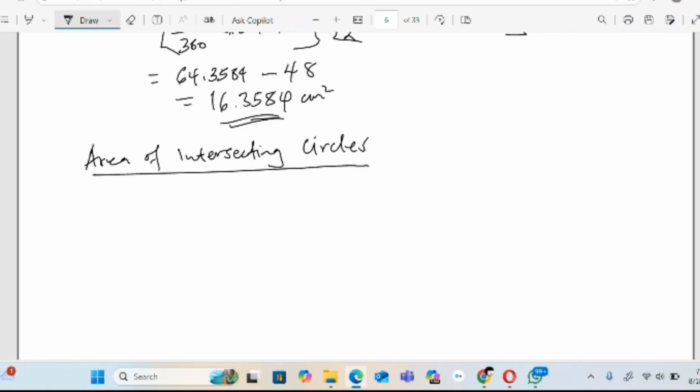I want us to see how we are going to connect with the area of sector, area of the triangle, then area of the segment, the one we've finished looking at. So we can look at this example, one example.